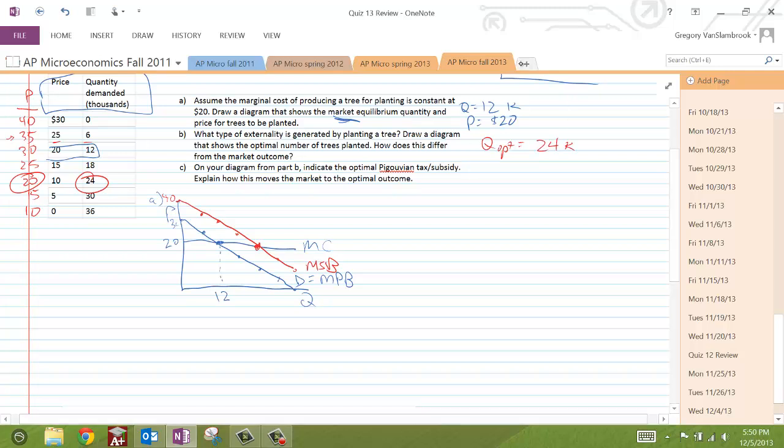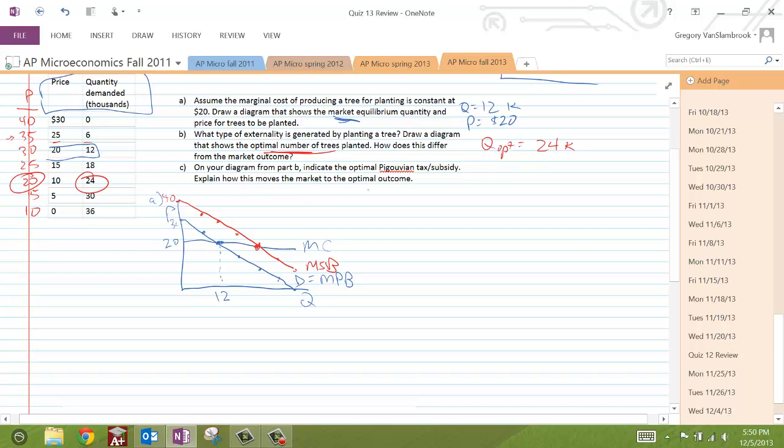And it doesn't ask you for a different price. You usually don't have to worry about an optimal price, just an optimal quantity. So that's the optimal number of trees, is 24,000. And lastly, for part C, on your diagram, indicate the optimal Pigouvian tax or subsidy and explain how this moves the market to the optimal outcome.